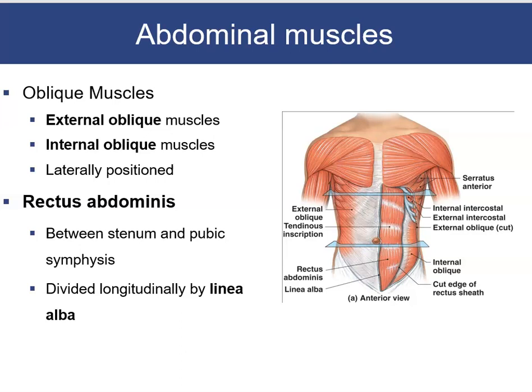Then there are the oblique muscles. You have the external and the internal obliques. These are laterally positioned, more on the side. And then we have the rectus abdominis, also nicknamed the washboard muscle, that runs between the sternum and the pubic symphysis. This is divided by the linea alba, which is a line of connective tissue that runs down the middle. This muscle is nicknamed the washboard muscle because of the tendons that run through it. A well-developed rectus abdominis will have this rippled effect, which looks like a washboard.